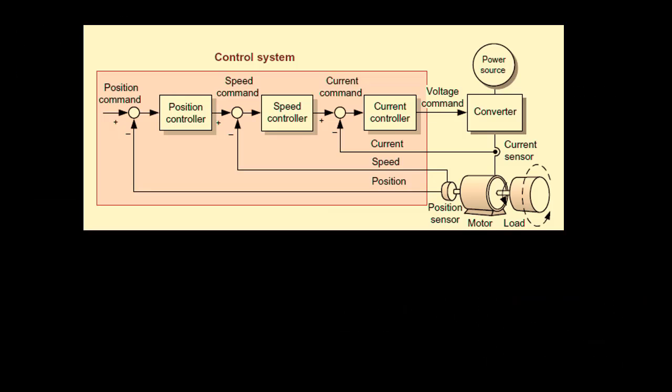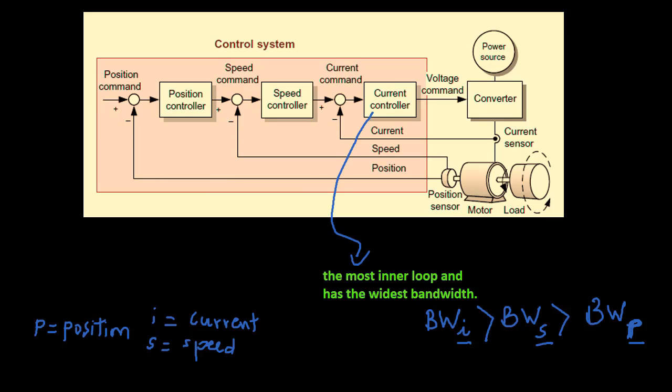This is the typical configuration of controllers in the motor drive systems, in which the controllers required for position, speed and current control are usually connected in a cascade. The current controller must be placed at the most inner loop and has the widest bandwidth.